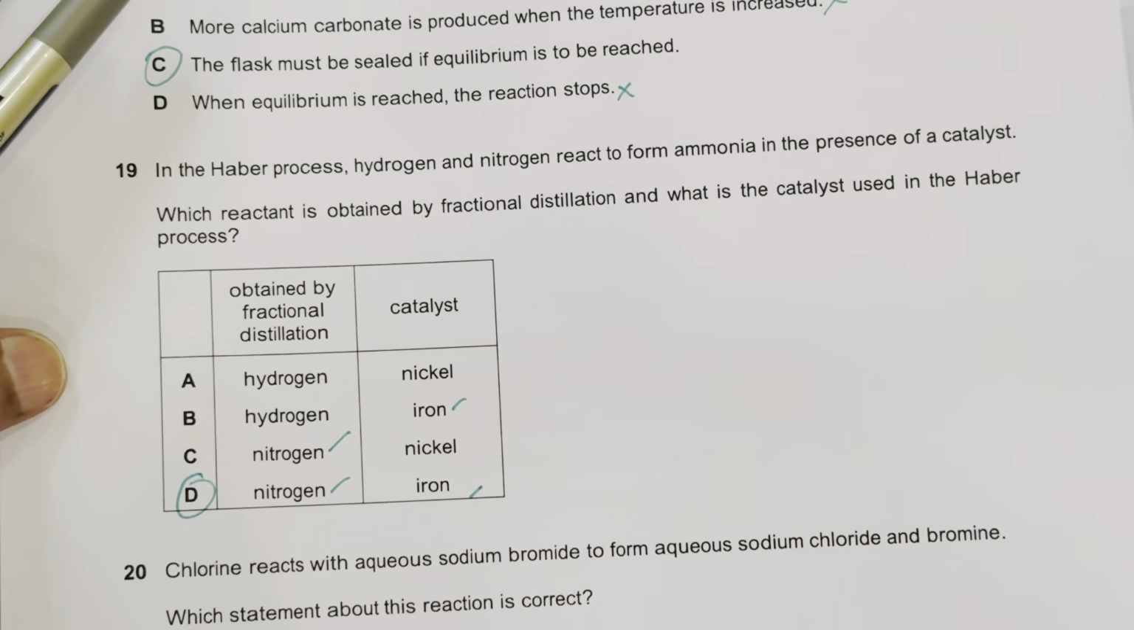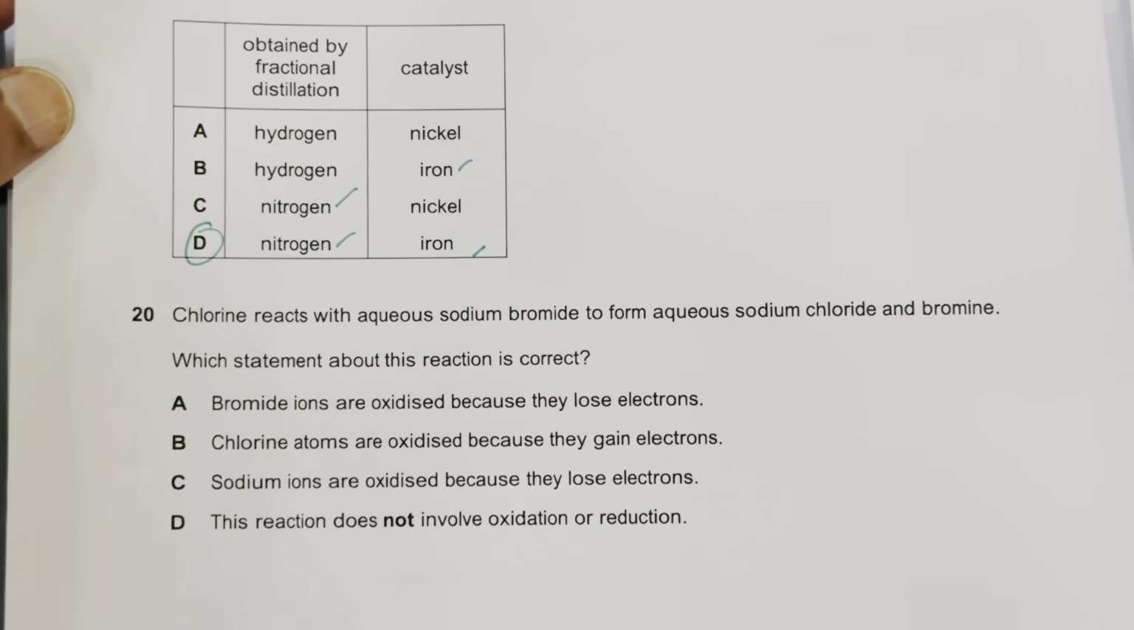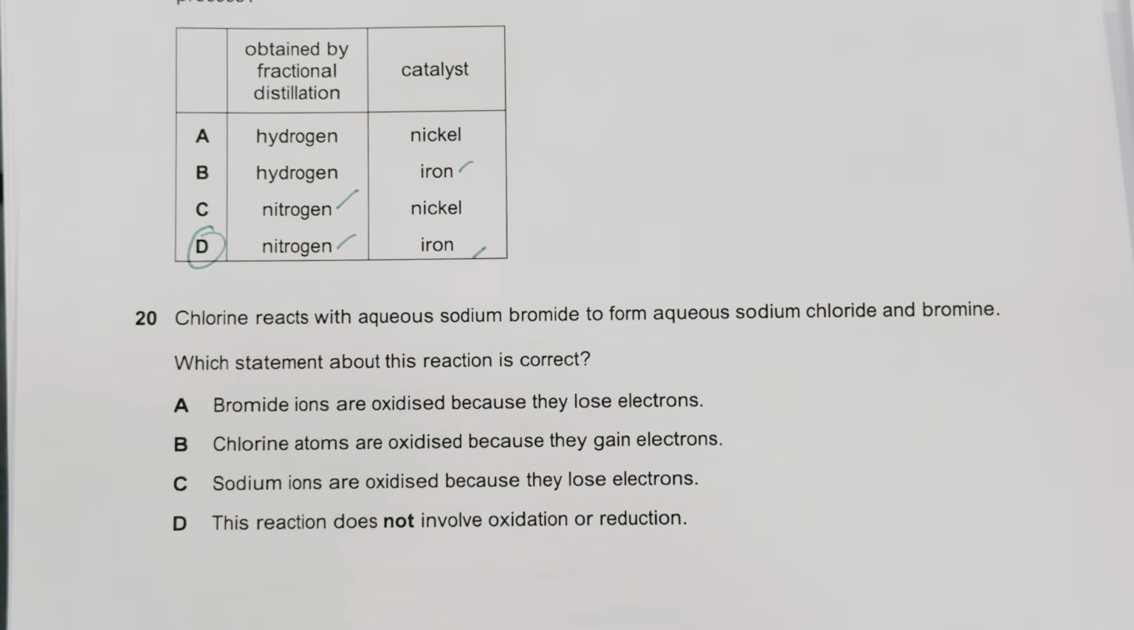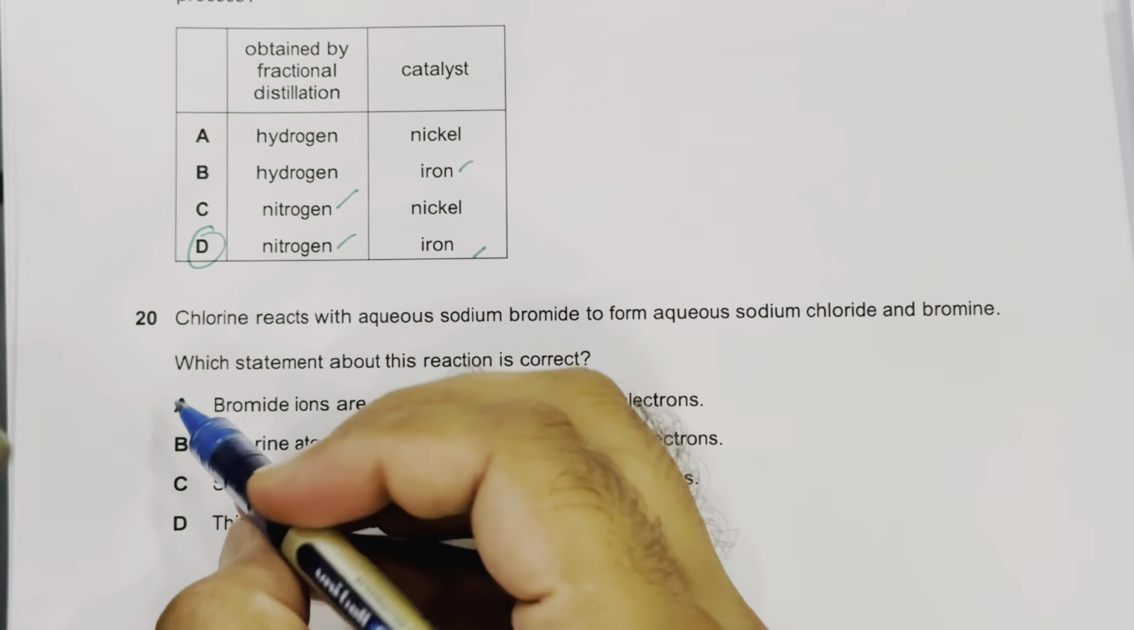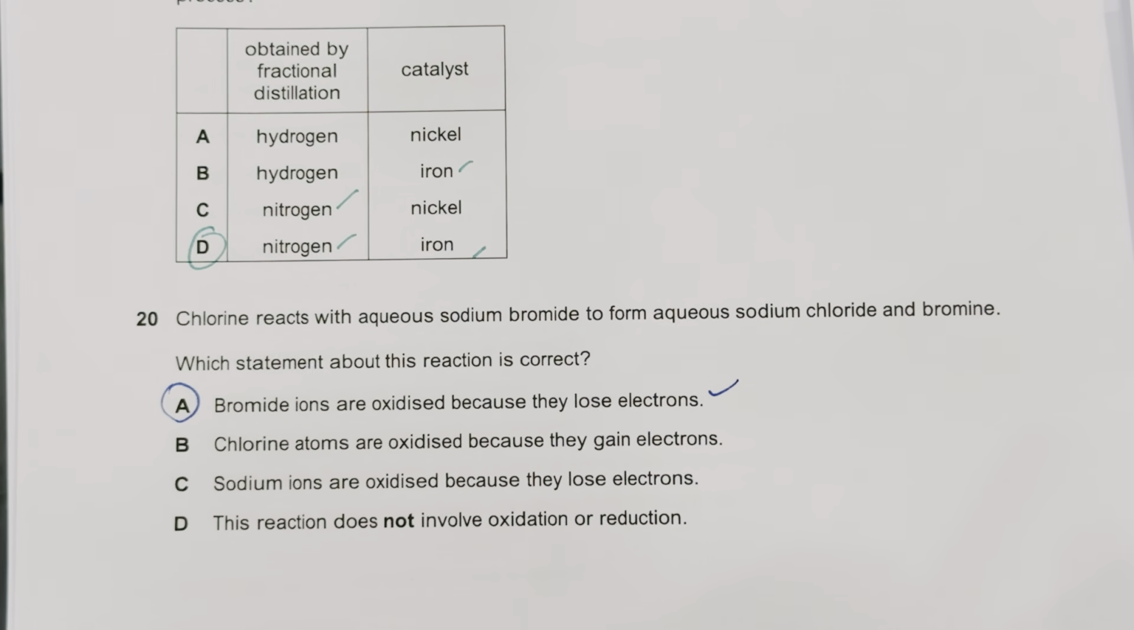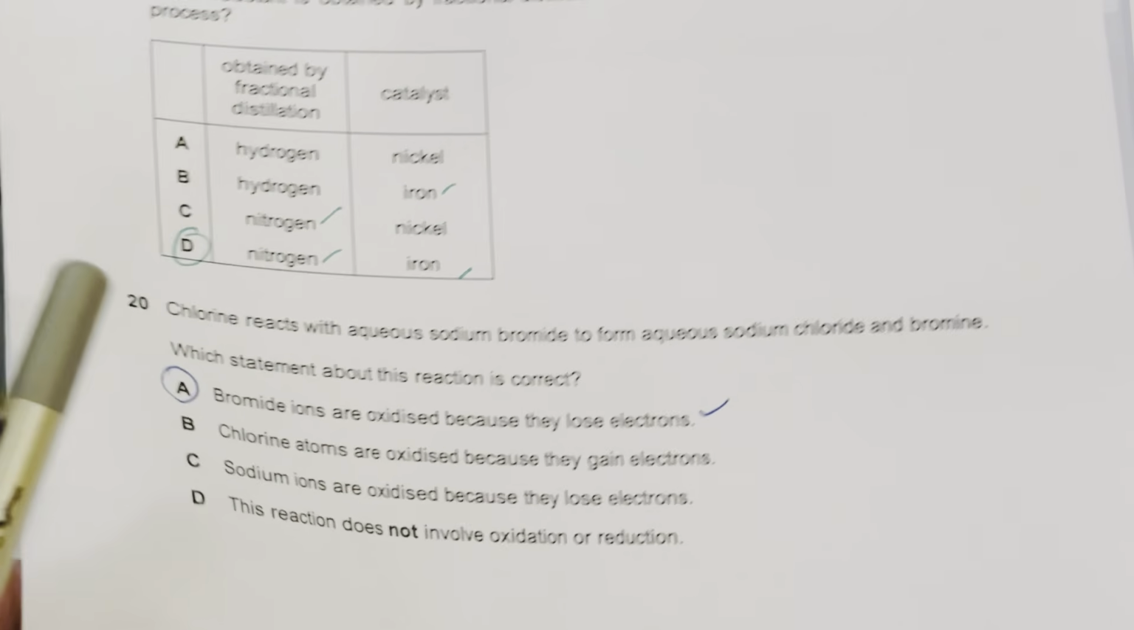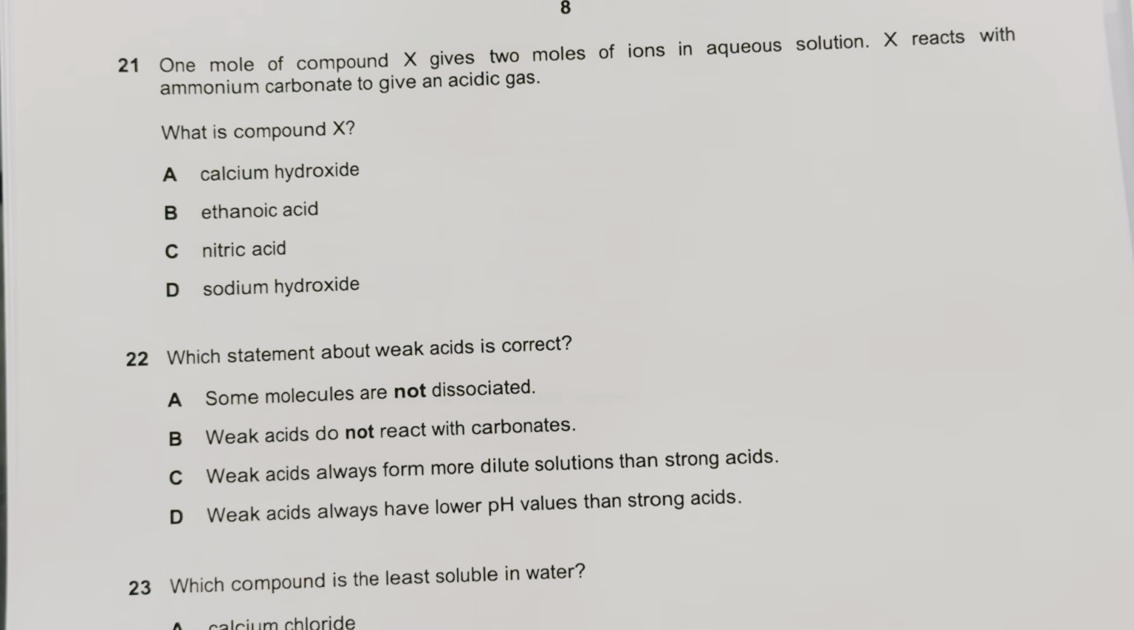Moving to question number 20. Chlorine reacts with aqueous sodium bromide to form aqueous sodium chloride and bromine. Which statement about this reaction is correct? Bromide ions are oxidized, because they lose electrons. Yes, this is the right option. We don't need to read other options. Moving to question number 21. 1 mole of a compound X gives 2 moles of ions in the aqueous solution. X reacts with ammonium carbonate to give an acidic gas.